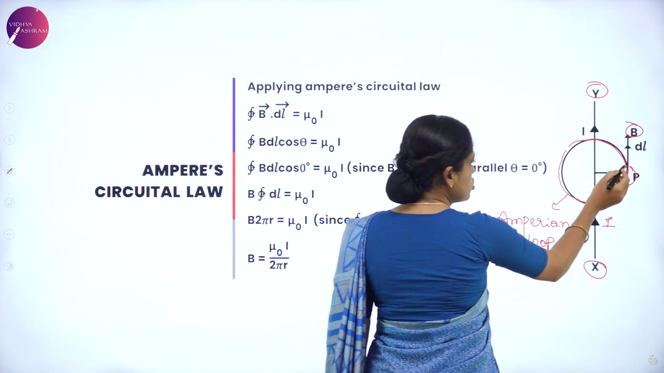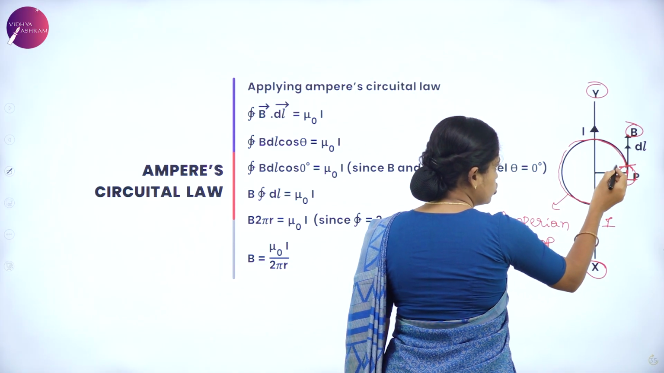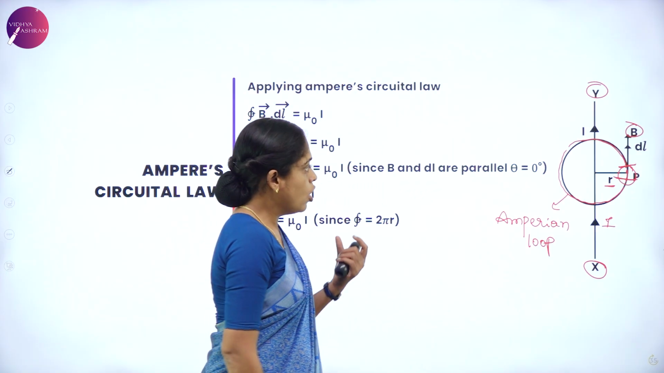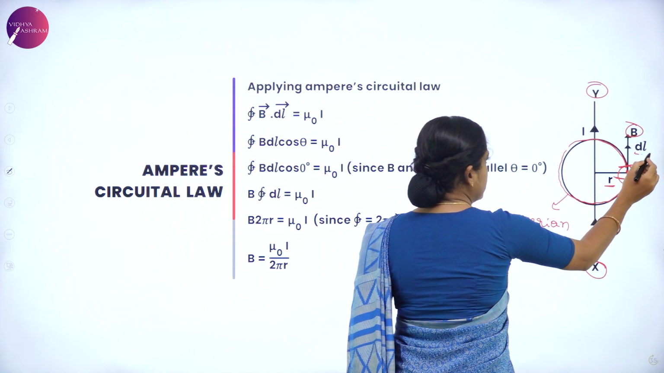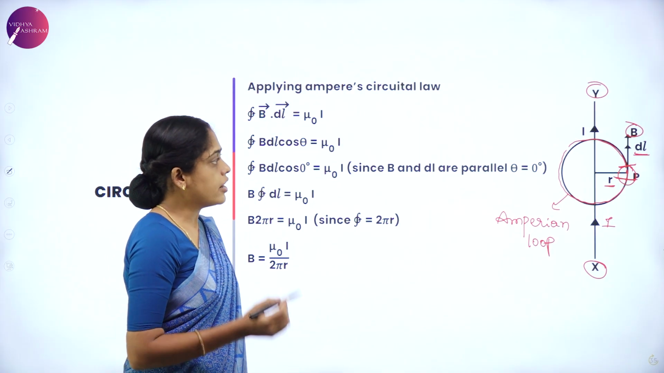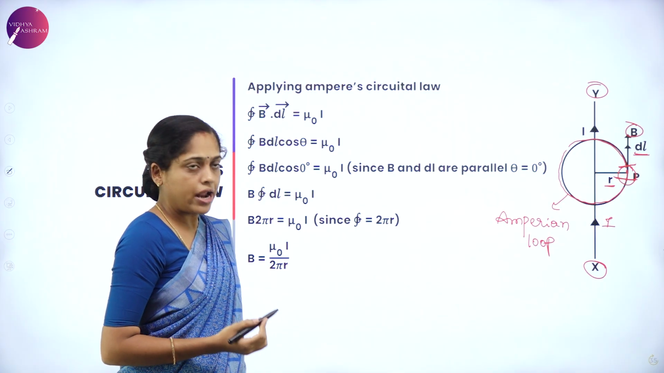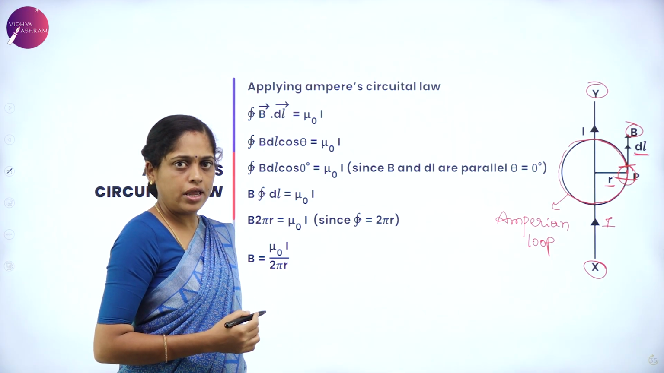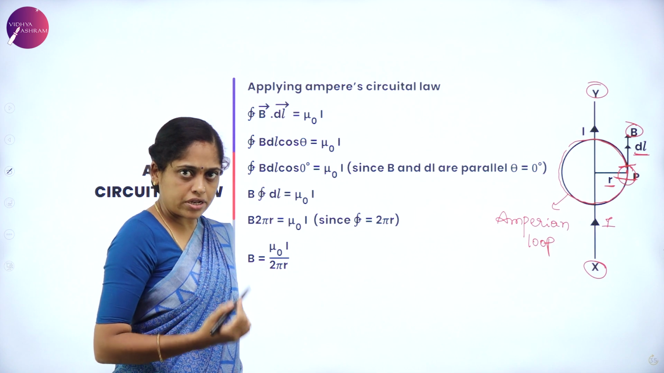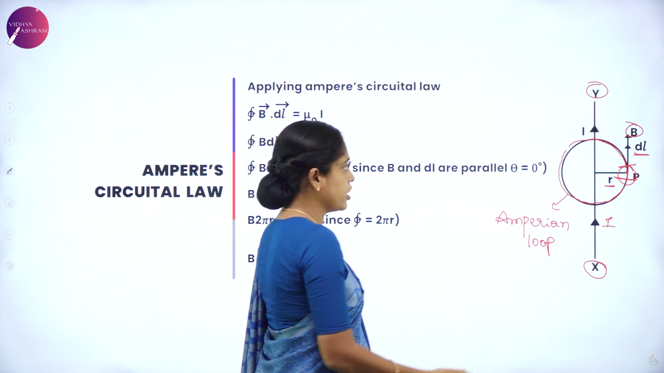In this closed path, let me consider a small portion of the closed path whose length I consider as dl. And dl, as I have already said in this chapter, is a vector quantity whose direction is in the direction of current.